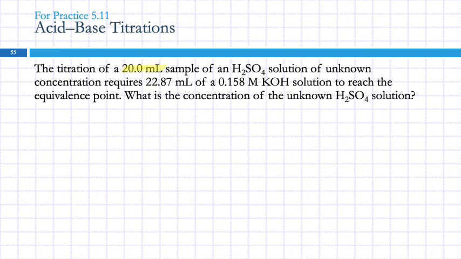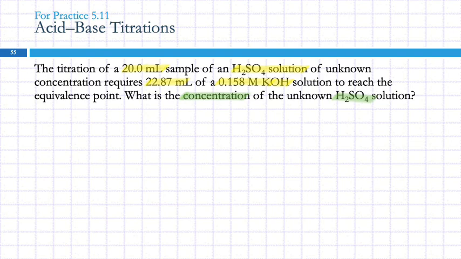Well, we're given a volume of H2SO4, and we have a volume and a concentration of the KOH, and they're asking us for the concentration of the H2SO4. This is stoichiometry. There's a chemical reaction going on here. This is not a dilution problem. We need a chemical equation, because without the chemical equation, we don't know what the mole ratio is, and we should never assume what the mole ratio is.